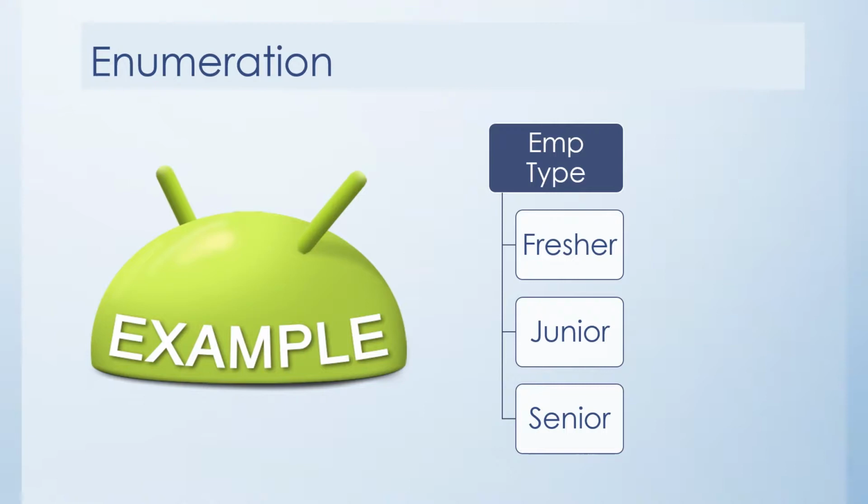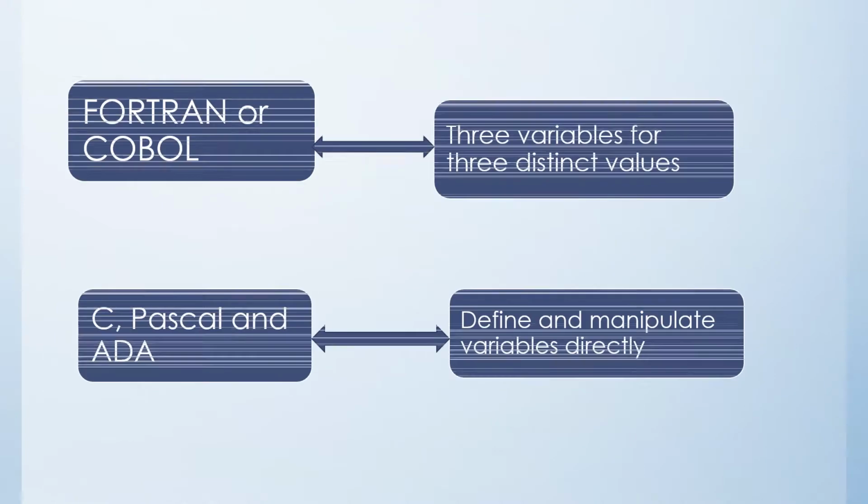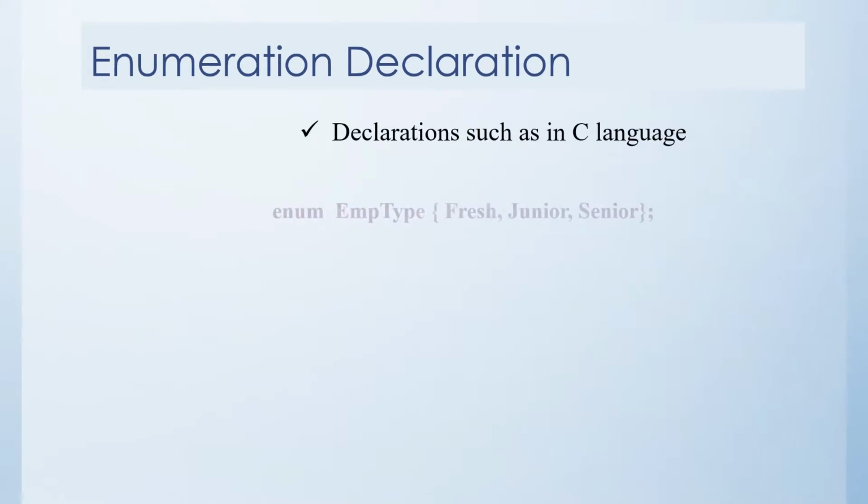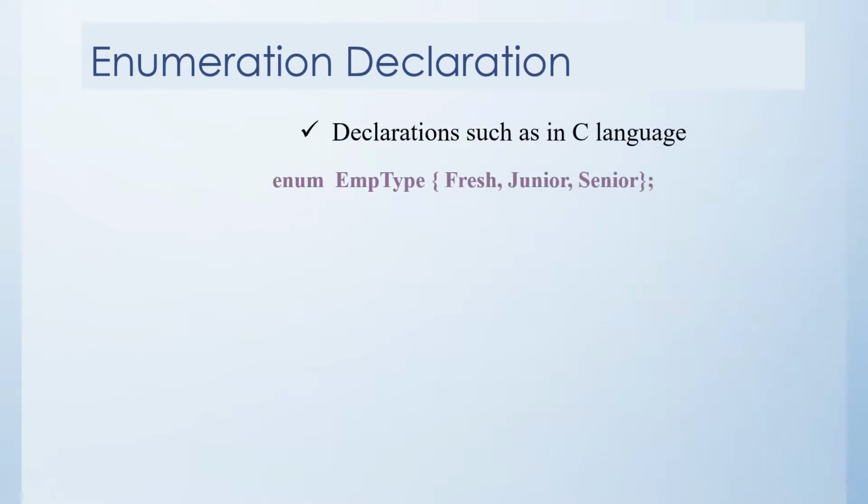In older languages such as Fortran or COBOL, 3 variables needed to be used for 3 distinct values which were treated as integers then. However, the languages such as C, Pascal, and Ada include an enumeration data type that allows programmer to define and manipulate such variables directly. The programmer defines both the literal names to be used for variables and ordering using declarations such as in C language: enum emp type, fresh, junior, senior.